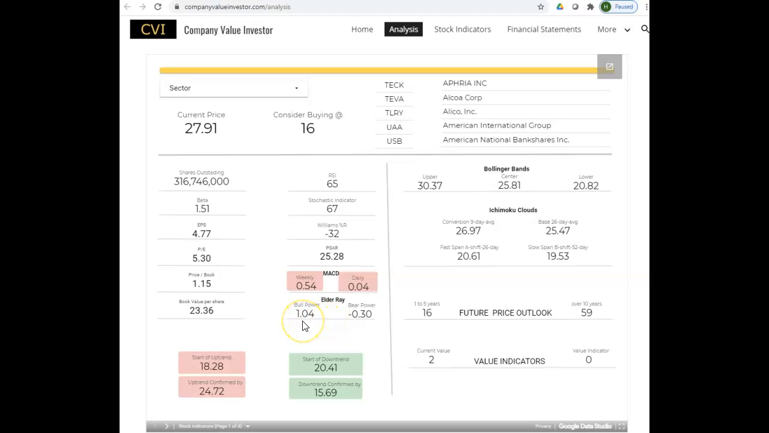If the bull power is greater than the bear power, this tells me that investors are buying the stock. The opposite is true if bear power is greater than bull power. Investors are selling. I only buy when bear power is greater than bull power. Investors are selling the stock. Demand is low and price is falling.